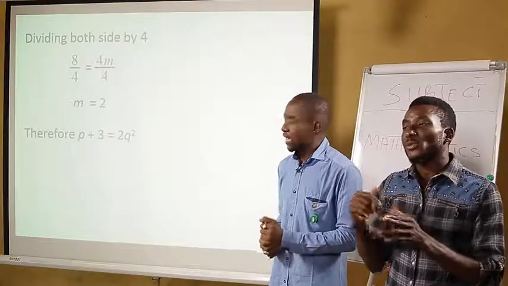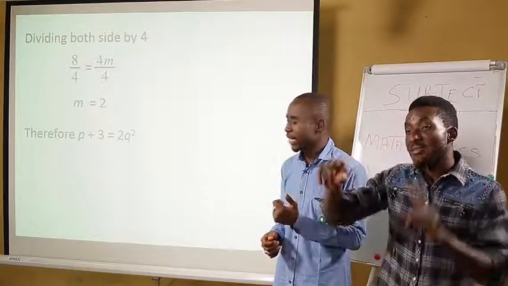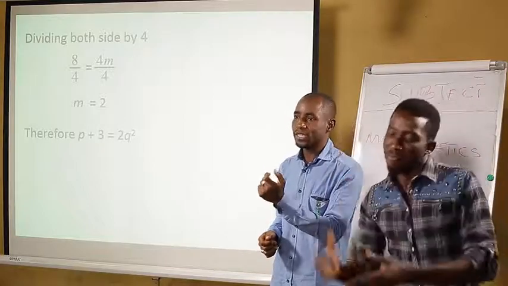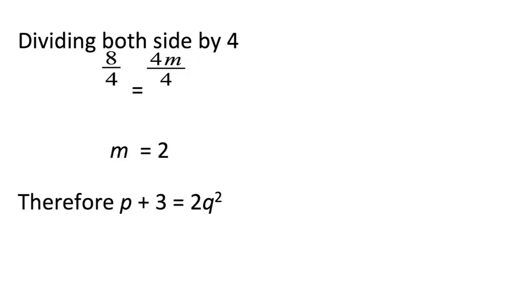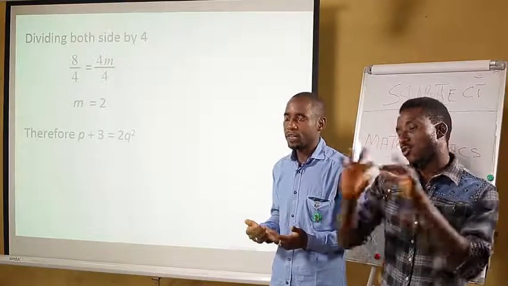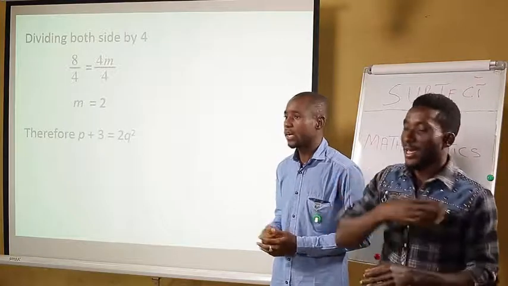Hence, we go back to the original equation, which is p plus 3 equals mq squared, and substitute the value of our constant m, that is 2. We have p plus 3 equals 2q squared. And p plus 3 equals 2q squared is the relationship that exists between p and q, or it is the formula connecting p and q, or it is the law connecting p and q.